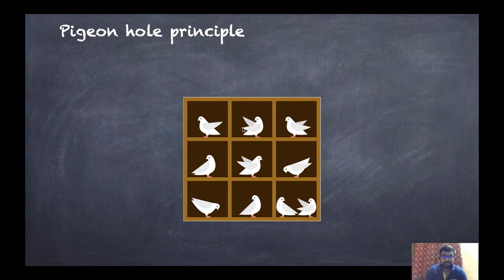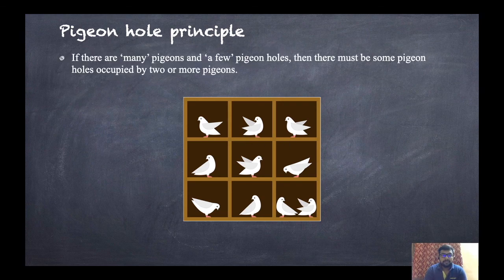So what does it say? If there are many pigeons and a few pigeonholes, like here we have 10 pigeons and the holes are 9, that means fewer holes than pigeons, then there must be some pigeonhole occupied by two or more pigeons.